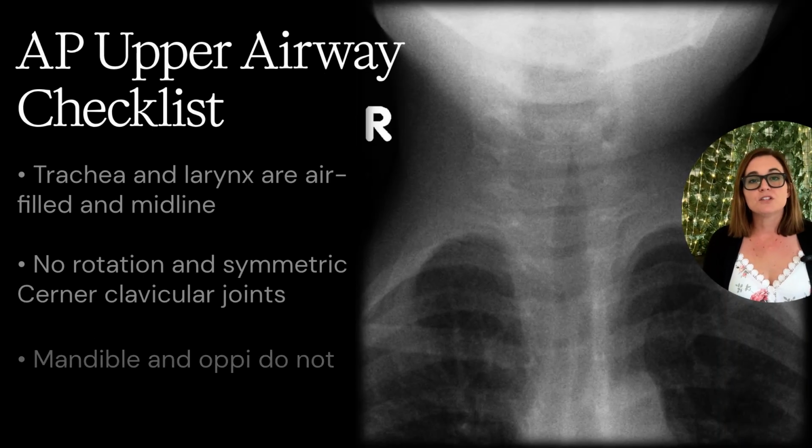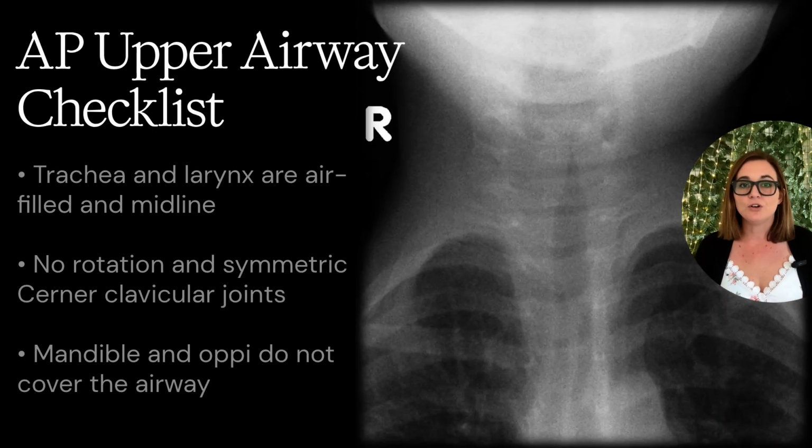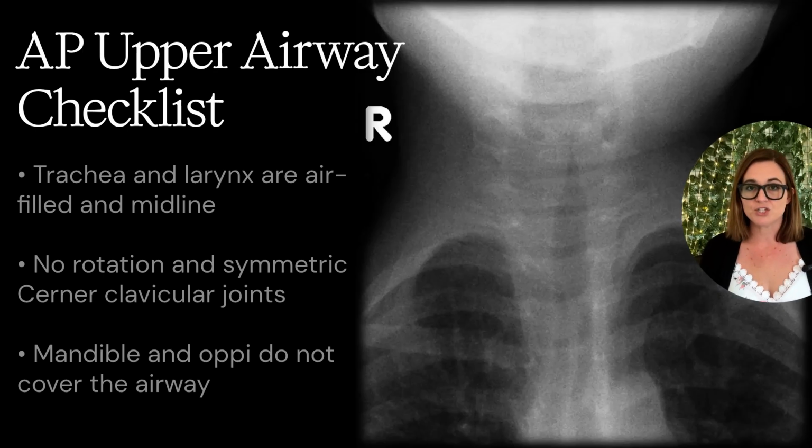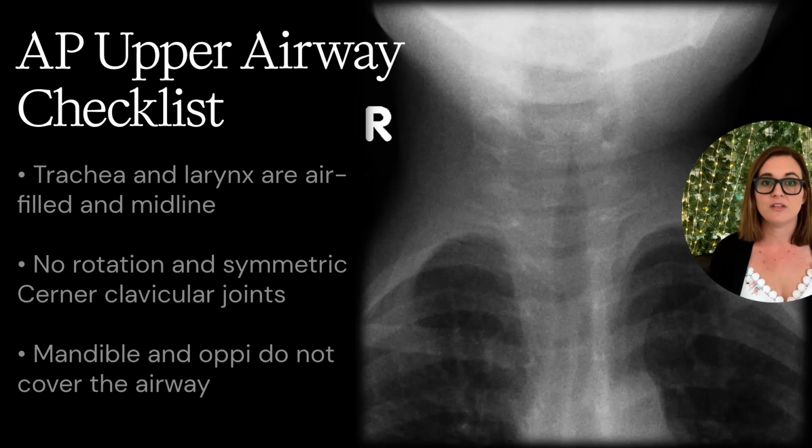On a good AP, the trachea and larynx are air-filled and midline. There's no rotation, and the sternoclavicular joints should appear symmetric. The mandible and occiput should not cover the airway. Soft tissue should be visible with a faint bone detail. In pediatrics with croup, you may see the steeple sign, that tapering, pointed narrowing of the subglottic airway that looks like a church steeple. That's the radiographic hallmark of croup.